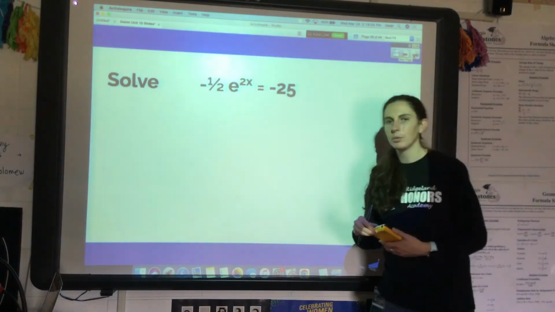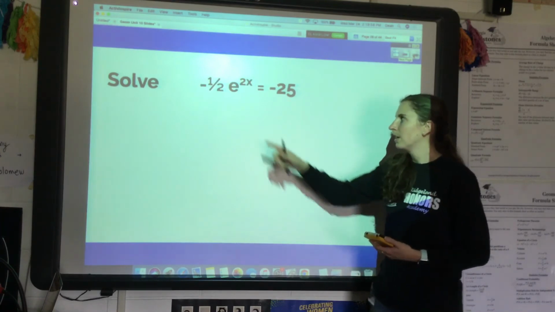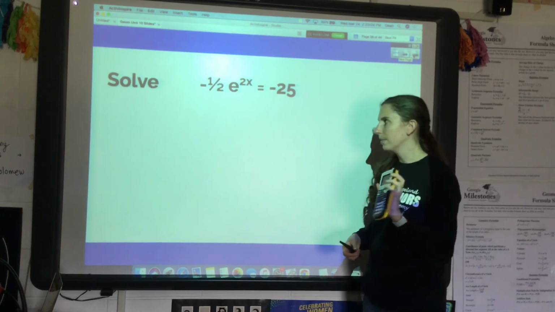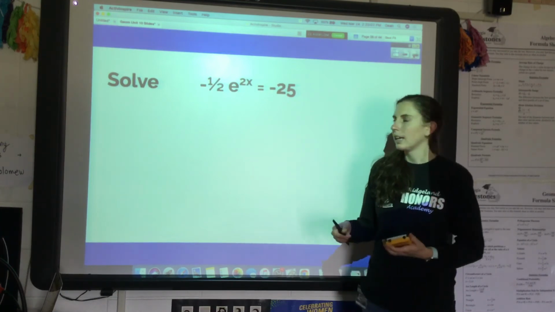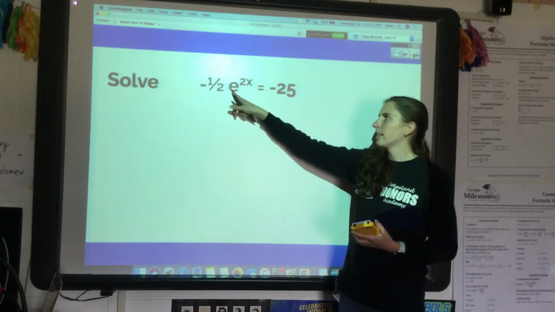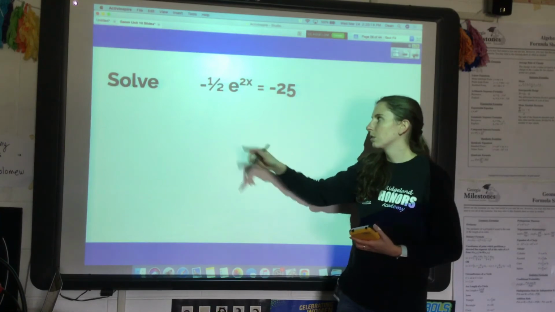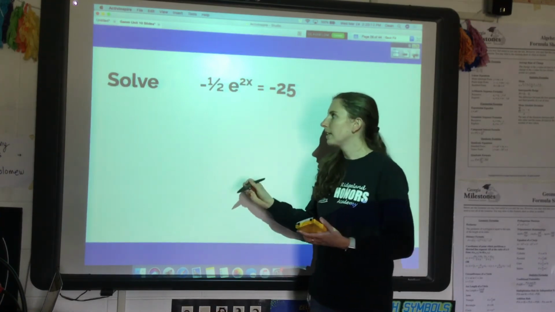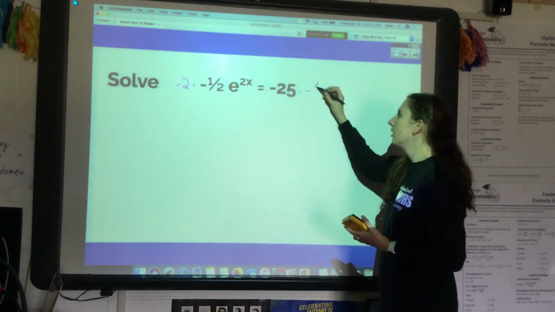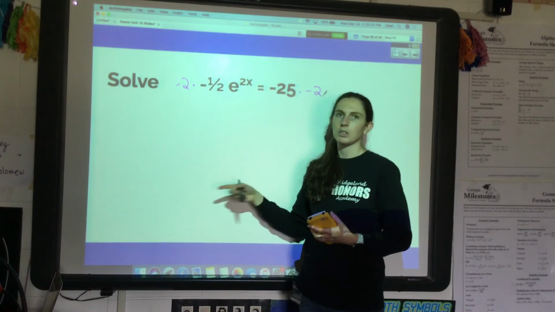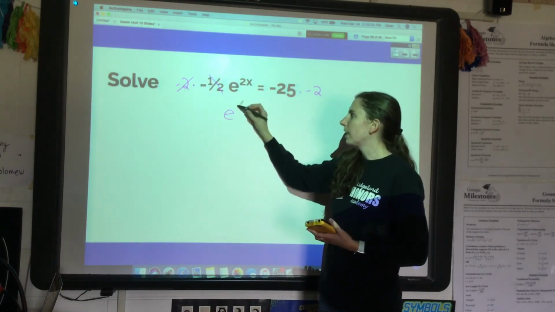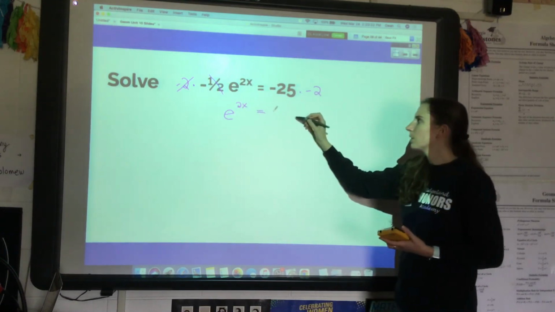All right, let's try one with an e in it just for fun. Remember, e is approximately 2.7. It's in your calculator if you need the e button, and it pops up a lot in exponential stuff. Again, before I try to solve this, I need to get the base and the exponent by themselves. So get rid of the -1/2. The easiest way to do that would be multiply by -2. Because 2 and a half cancel and negative cancel. So that just leaves me with e to the 2x equals 50.